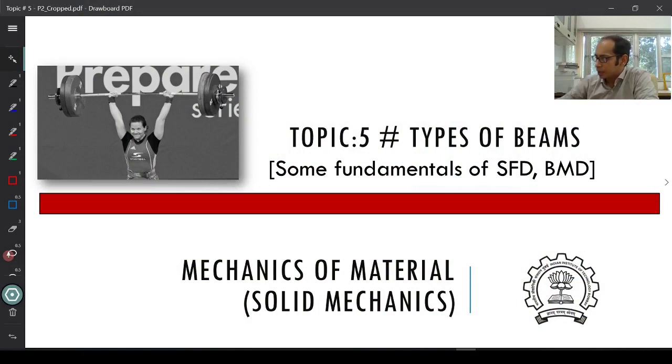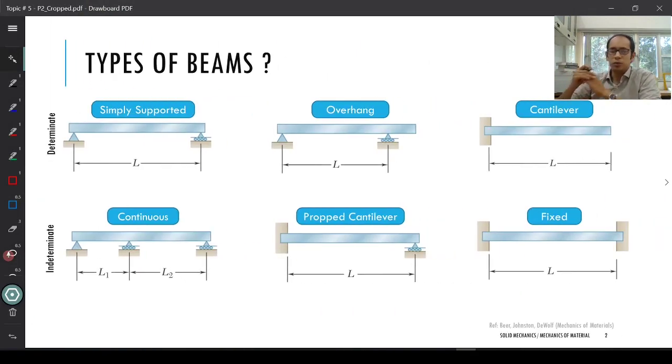So first, let's take a look at the different types of support conditions that can happen in a beam. Overall, as you know, beams, depending upon the types of support, can be classified broadly into determinate beams and indeterminate beams over here. We will come back to all the different types of beams that you see over here in a minute.